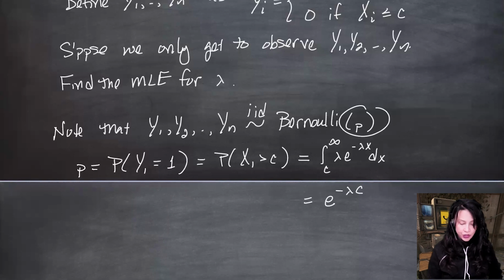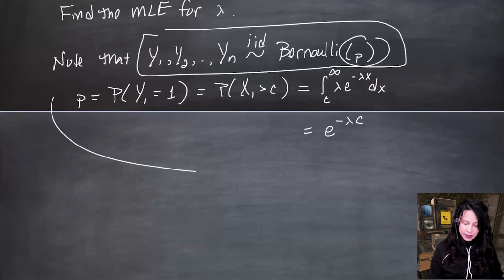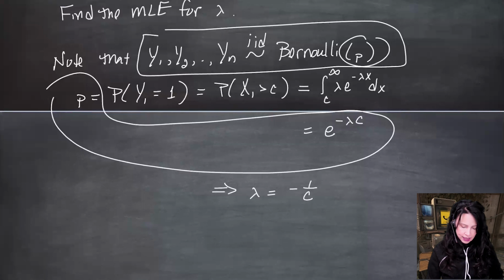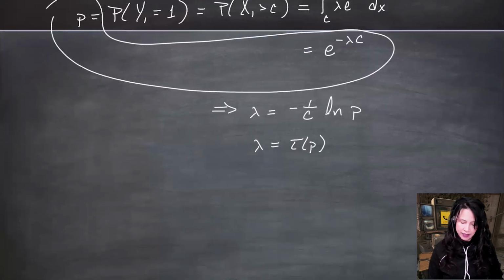I think that we should just go for an MLE for the Bernoulli distribution. And then from that, how do we get lambda out of P? If you look at this relationship, you can solve for lambda. This implies that lambda is the negative of 1 over c times the log of p. So my lambda is a function of p. I'm going to call it tau of p. I define tau of p to be this negative 1 over c log of p.